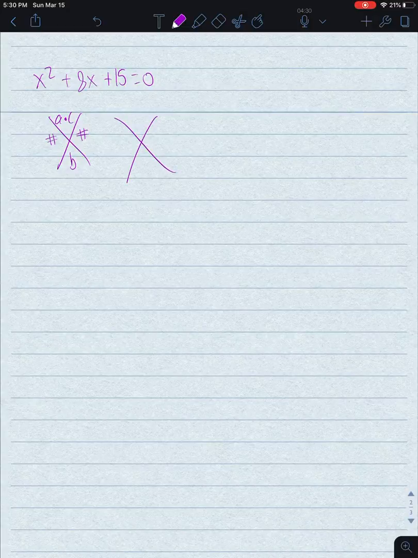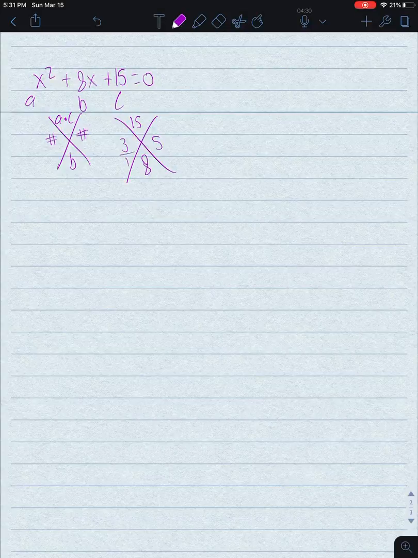So if we fill this in with these numbers, a is in front of x squared, b is what's in front of x, and c is the constant that's by itself, then a times c is 15, b is going to be 8, and then I need two numbers that multiply to be 15. Let's try 3 and 5. 3 times 5 makes 15, 3 plus 5 makes 8. So these numbers work good as the factors.